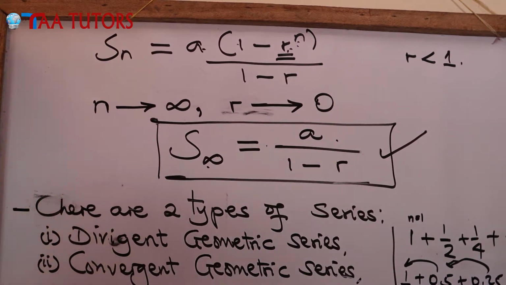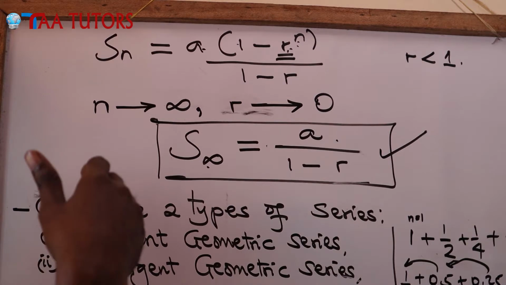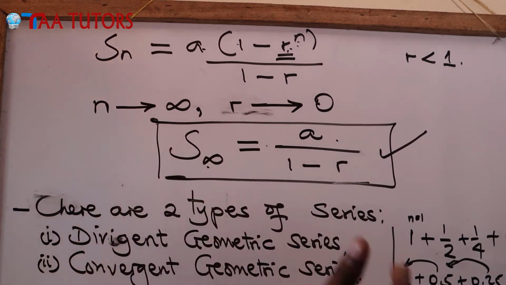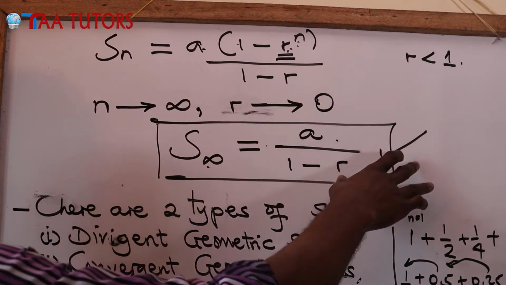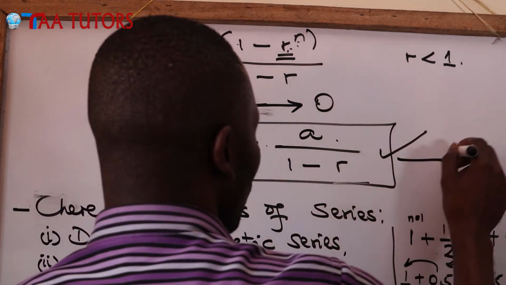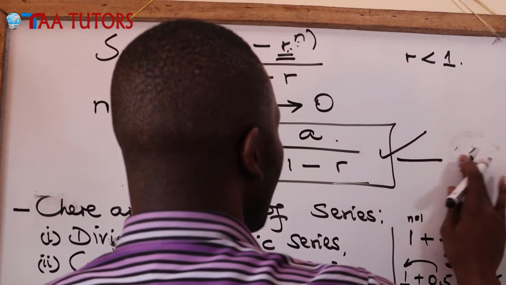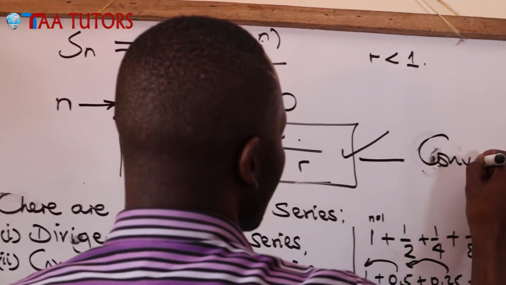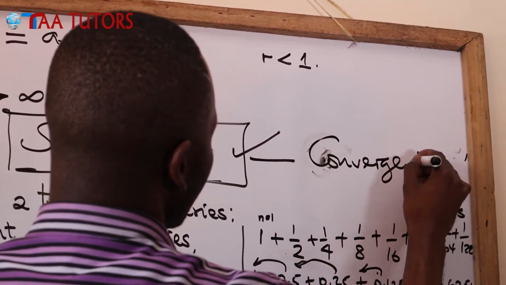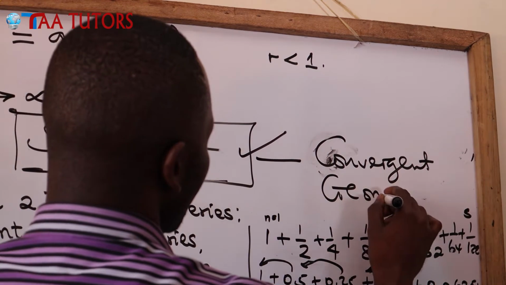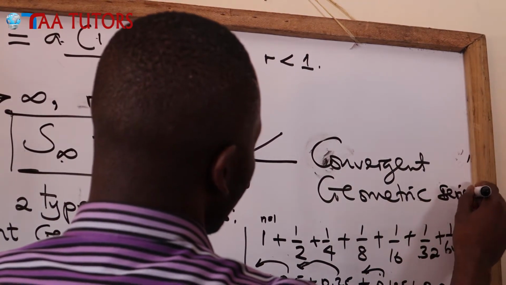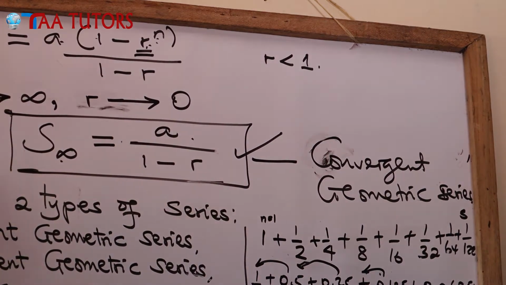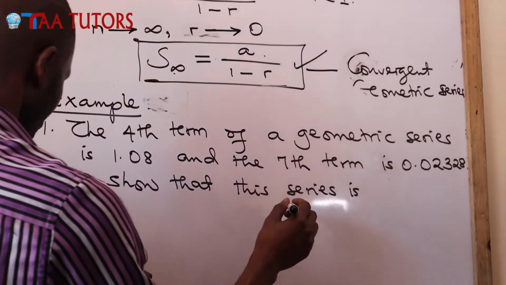In this case here, n is our limit. When n becomes infinite, r to the power n becomes 0. That one, we have a formula, and note that it can only be used for what? For convergent geometric series only.